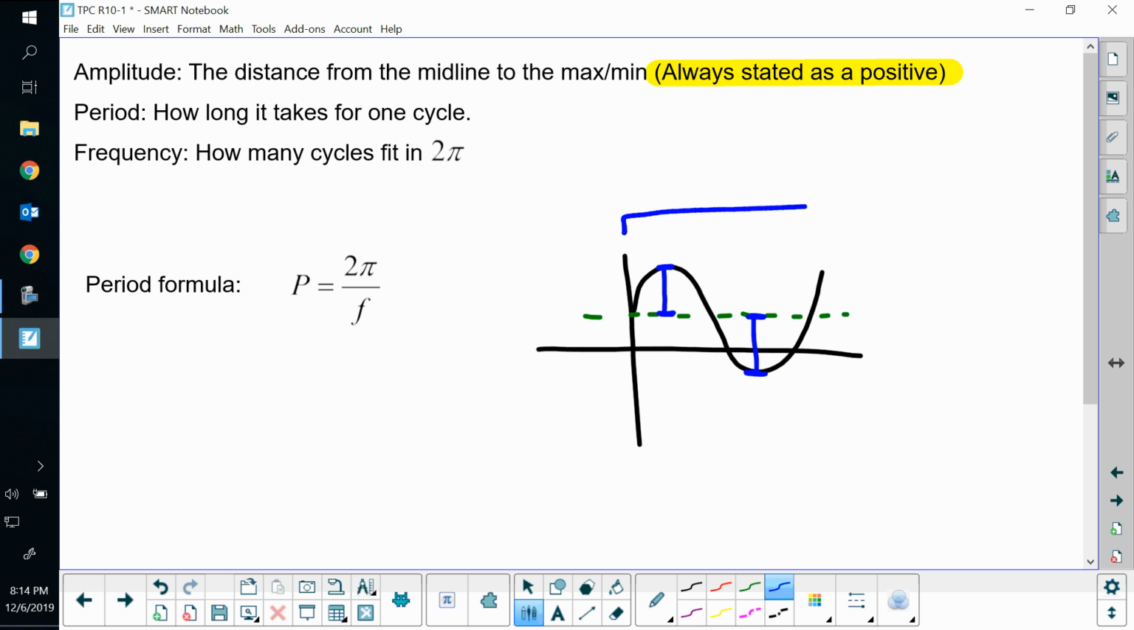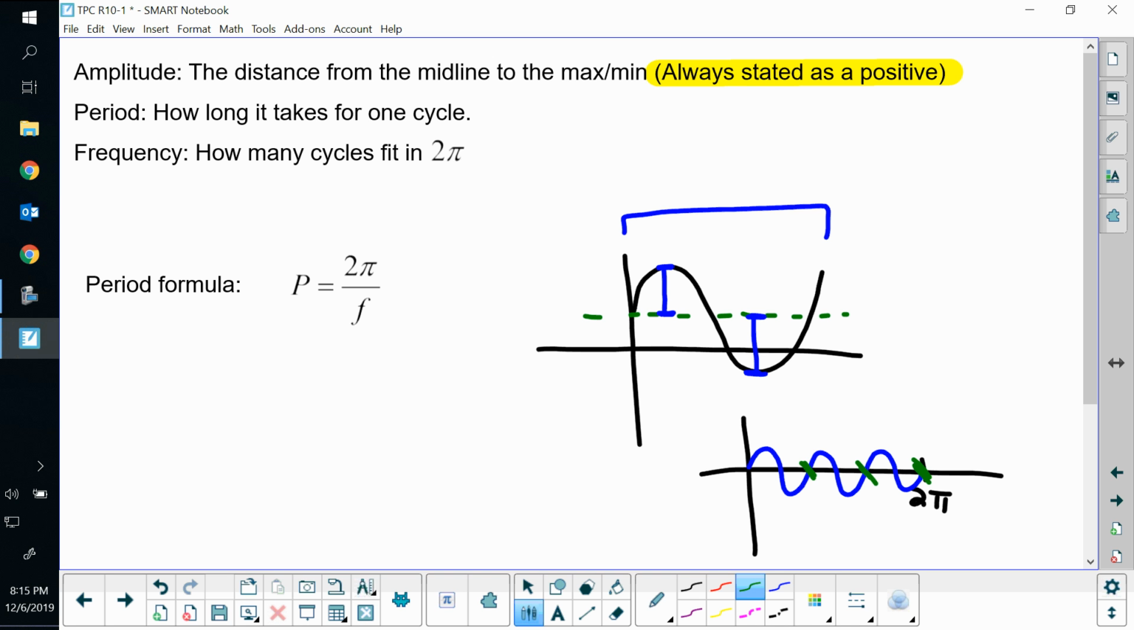So on our x-axis, whatever that span is right there, the length of one cycle, that's what our period would be. And the frequency is how many cycles would fit into 2 pi. So say that's 2 pi right there. This would be an example of a frequency of 3, because there's the end of the first cycle, there's the end of the second cycle, and then there's the end of the third cycle. So that would be a frequency of 3.